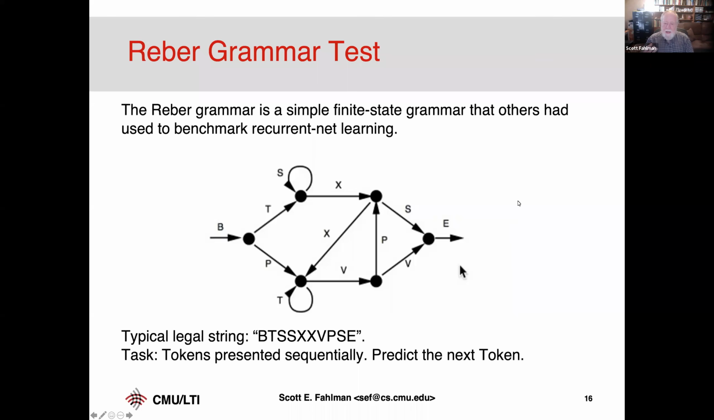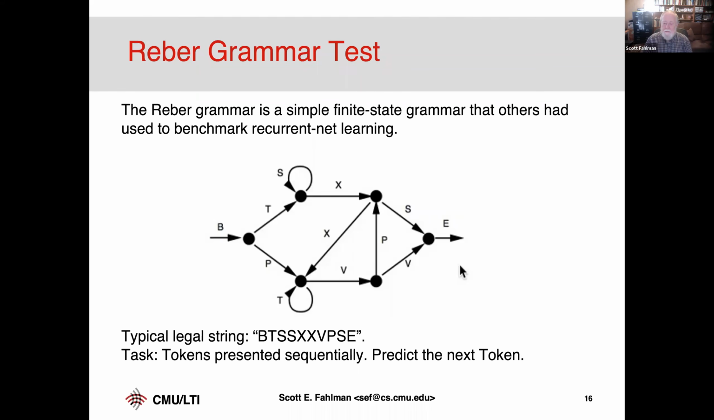So the idea is to build a network that, given the start of a string from the Reber grammar, will predict the next token in the string. We're going to train it up on a large set of strings and see if it can learn what the underlying pattern is so that it can predict. Having seen B, T, S, S, X, X, it knows it's either a V or a T there. So those two outputs are meant to light up and not the others.